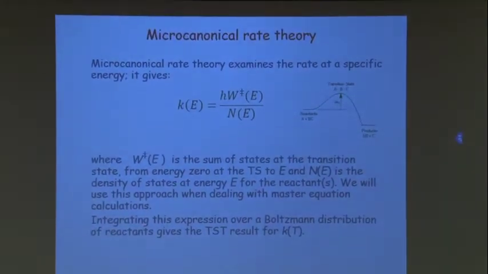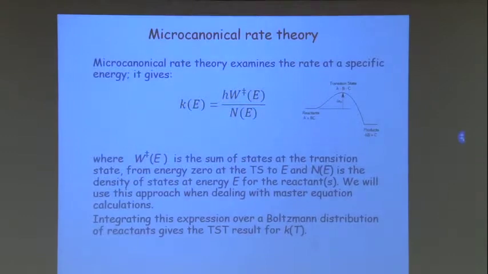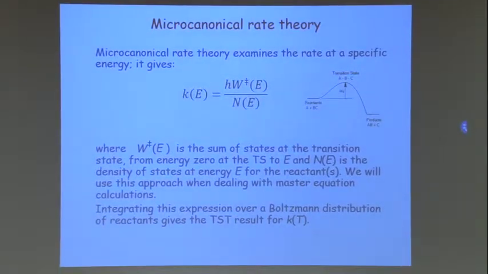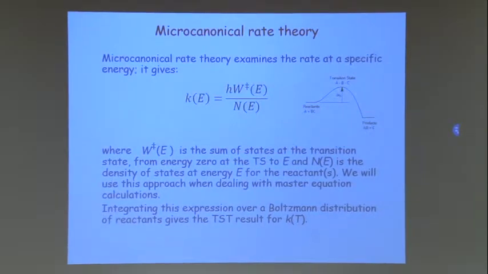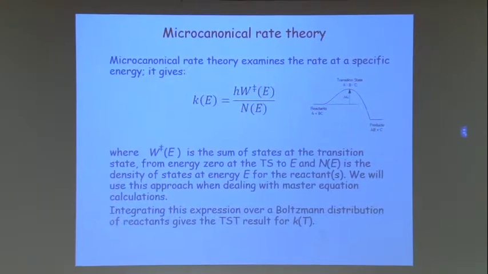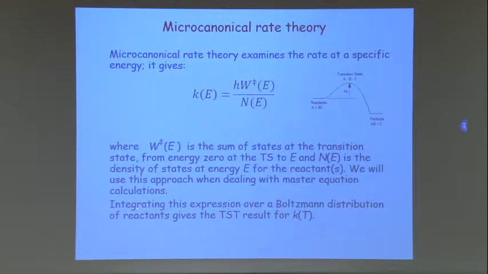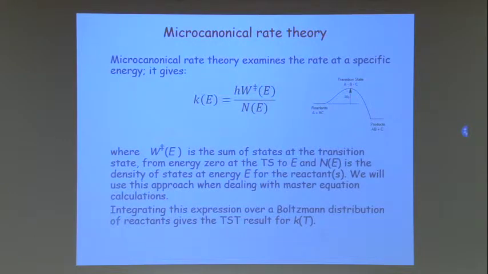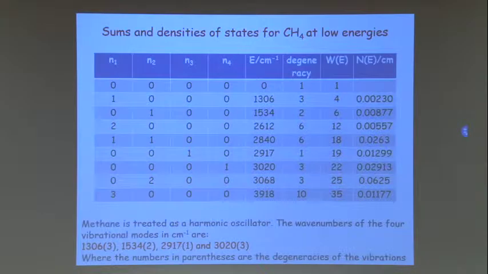So W(E) is the sum of states of the transition state, so it depends upon all the various states that can be generated, and you'll do that using the data that have come from your potential energy surface calculation. And N(E) is the density of states at energy E. We'll use this approach when dealing with master equation calculations later on. Integrating this expression over a Boltzmann distribution gives you the standard canonical transition state theory result.